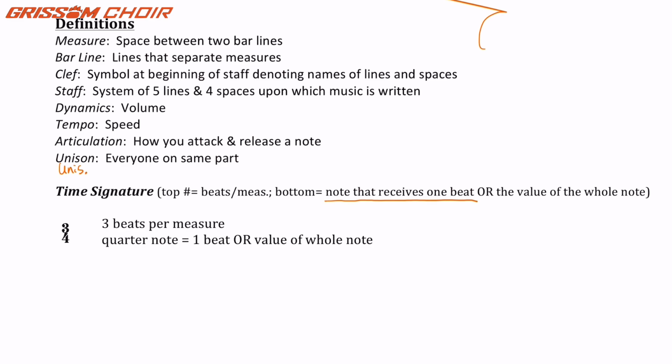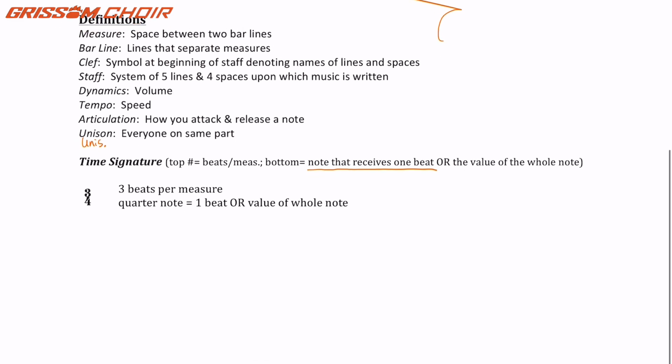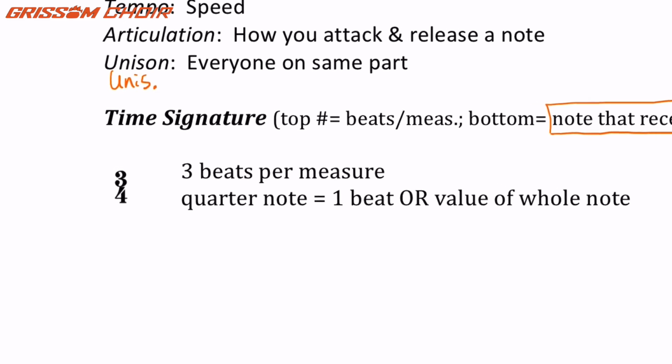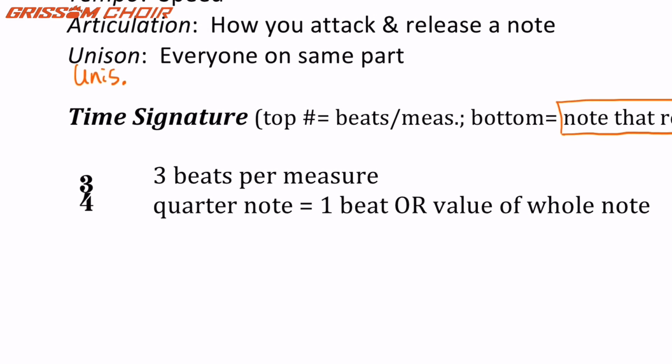Now right here it also says or the value of the whole note. I like to just focus on the note that receives 1 beat. For this example that's given here, we have 3/4 time signature. 3/4 time signature will tell us that there are 3 beats in the measure based off the top number. And the 4 will always tell us that the quarter note gets 1 beat.